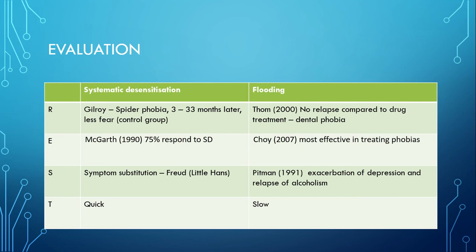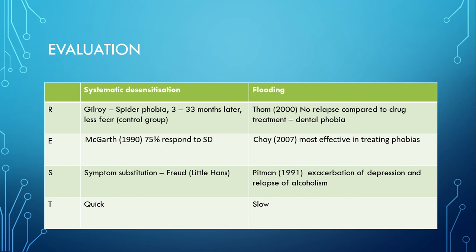For example, symptom substitution. So Little Hans, which is a case study by Freud, which we look at in the second year, had a phobia of horses, or that's how it appeared. So I know we've introduced two Littles, Little Albert and Little Hans. I remember Little Hans because of the H for Hans and the H for horse. So Hans had a phobia of horses, it would appear.